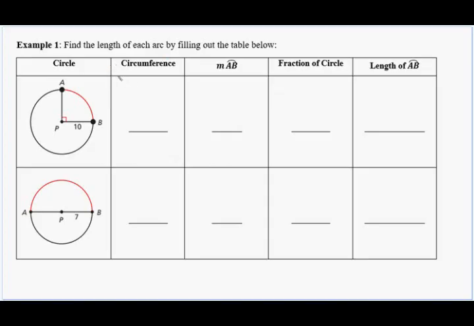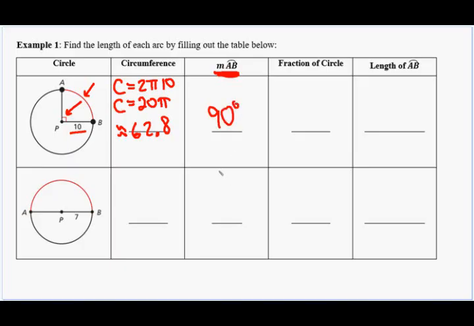So let's look here in the first box. Our circumference formula, let's use 2 times pi times the radius, and our radius here is 10. So 2 times 10 is 20, or 20 pi. As a decimal, that would be approximately 62.8. All right, now let's look at the arc AB. Here's the arc AB in red. How many degrees is arc AB? Well, our central angle has that little mark in there, that little box. So that's a right angle, or 90 degrees.